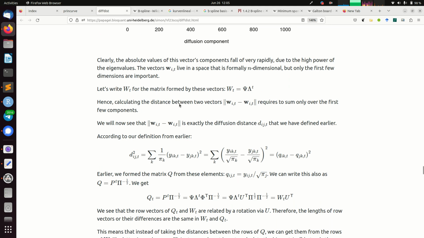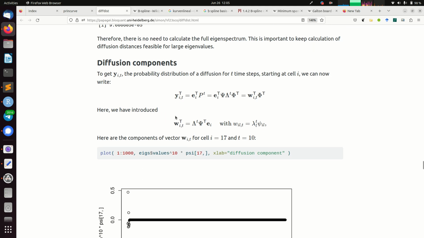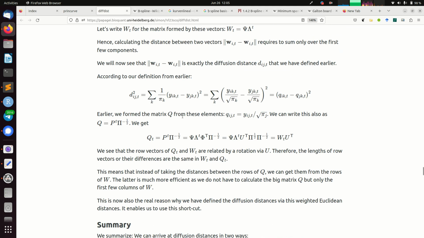That was what I wanted. I've written it up the other way around, so I explain it now differently. From now on, we will calculate only psi times lambda to the t. So we take some initial vector e_i, put it through psi and lambda to the t, which gives us the ith row of that thing.